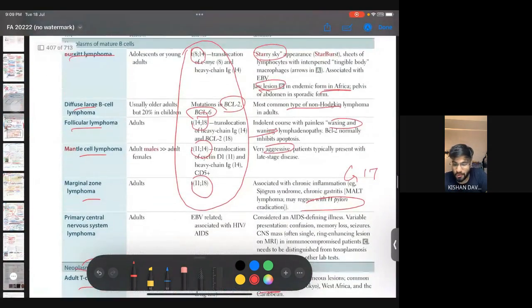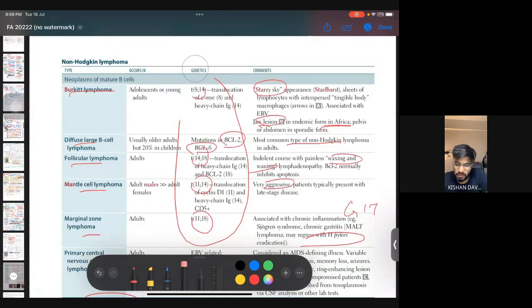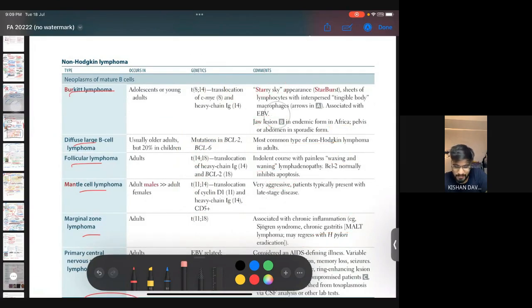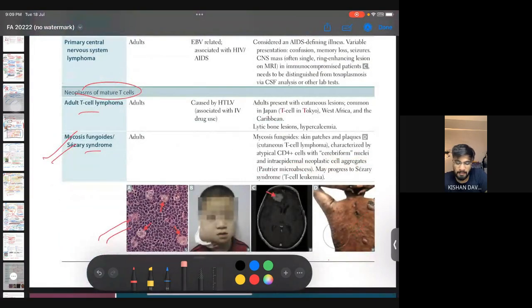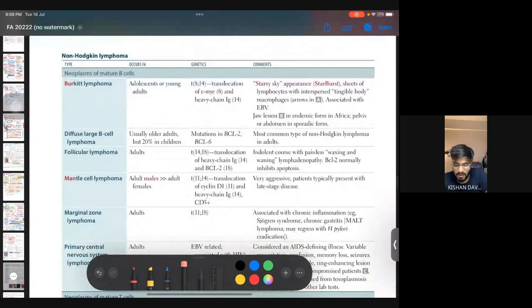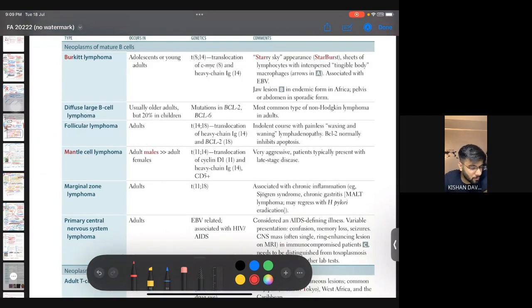Now coming to the non-Hodgkin lymphoma. You may be confused with the translocations that they have, and translocations are going to be a little difficult to remember, but I have a mnemonic for that. You need to remember it as a mobile number and you are good to go. Let me just tell you. First let's discuss the lymphomas, and at the end I'll tell you the mobile number.